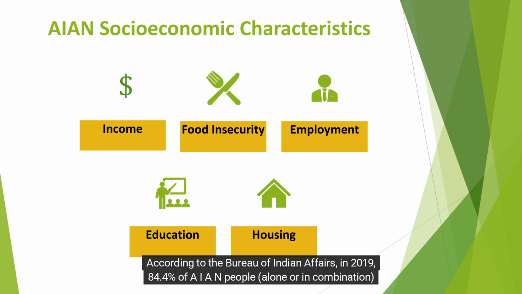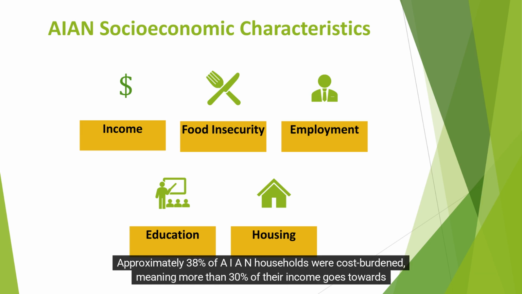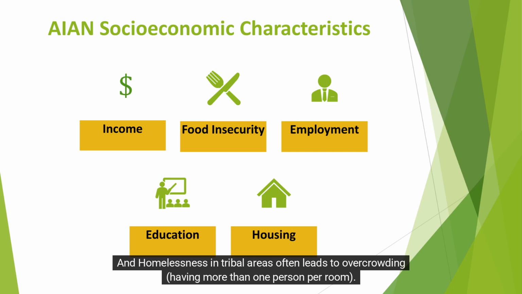According to the Bureau of Indian Affairs, in 2019, 84.4% of AIAN people, alone or in combination, had at least a high school diploma or equivalent. Housing affordability is the most common problem for AIAN households. Approximately 38% of AIAN households were cost-burdened, meaning more than 30% of their income goes towards paying for housing, compared to 36% nationally. And homelessness in tribal areas often leads to overcrowding, having more than one person per room.